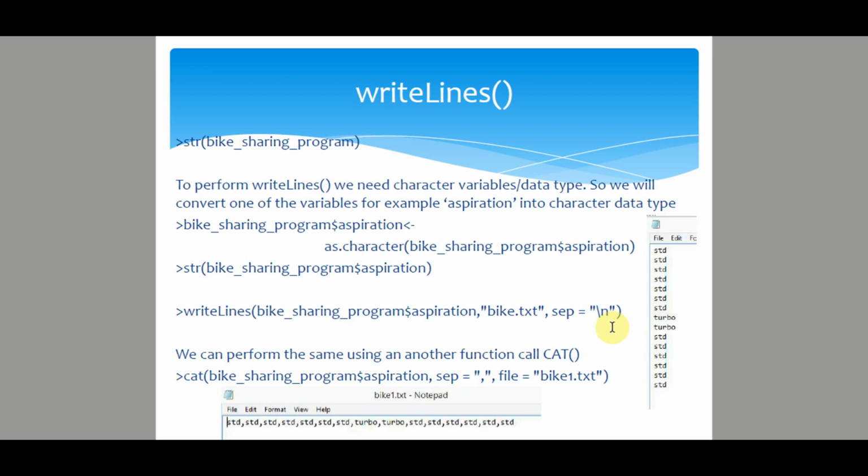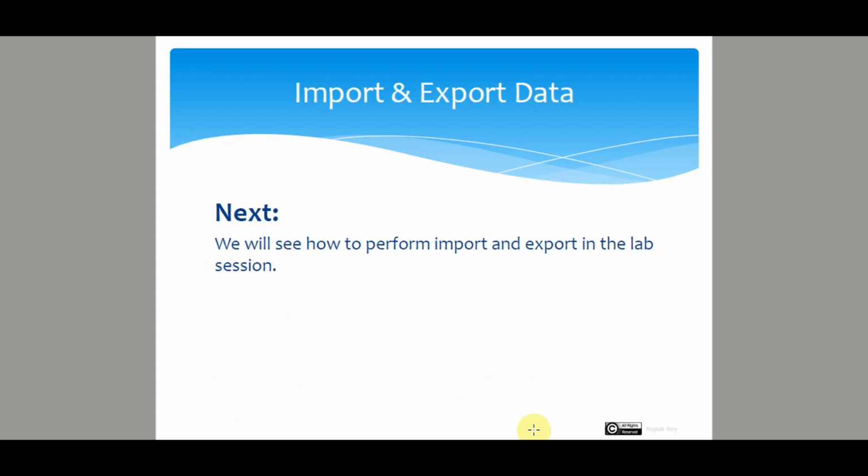We can perform the same using another function called cat. The only difference we will observe is that writeLines saves the output as columns, while the cat function saves it in rows. Next, we will see how to perform import and export of data in the lab session.